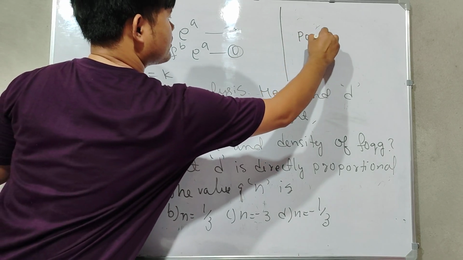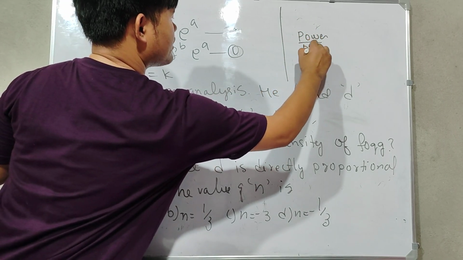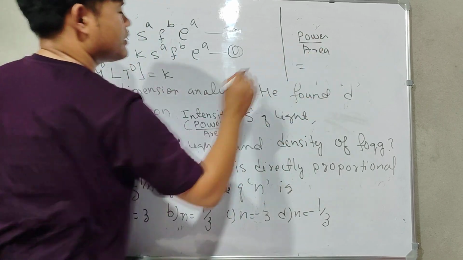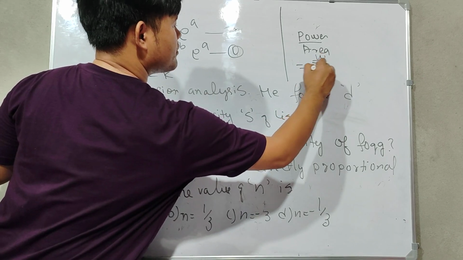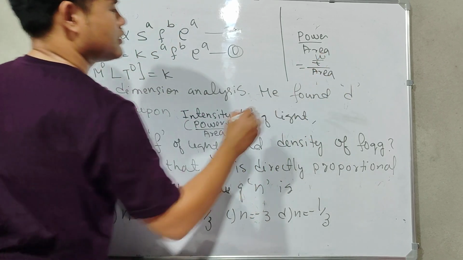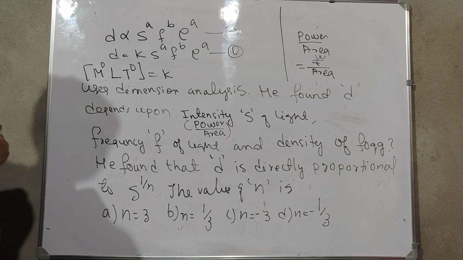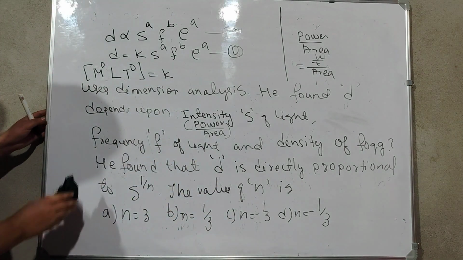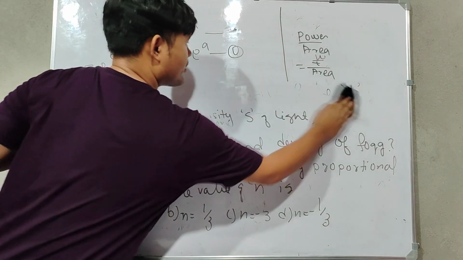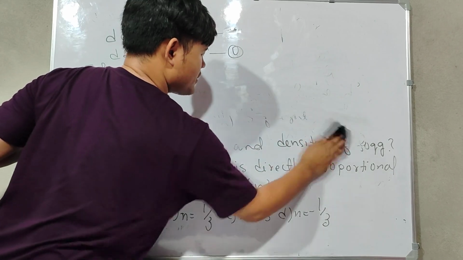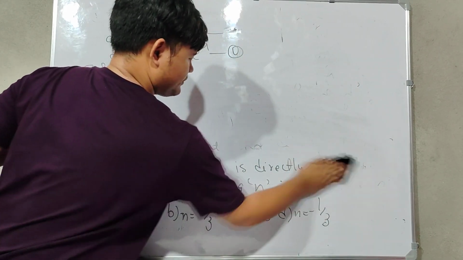Power by area. Power means what? Power means work done by time, by area. You have to write all these equations down. You write it down, okay? Otherwise it will not be visible in the video.